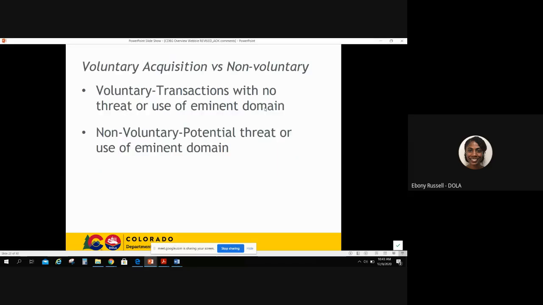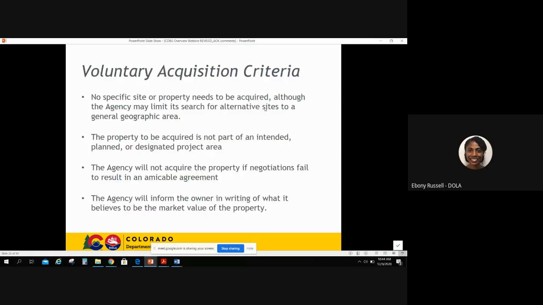And so coercion just means that all acquisition for federally funded projects or for CDBG funded projects will be voluntary. Voluntary just means that there is no threat of use of eminent domain, and non-voluntary means that there is a potential threat of eminent domain. If your project meets any of this criteria, it means that the project is deemed voluntary.